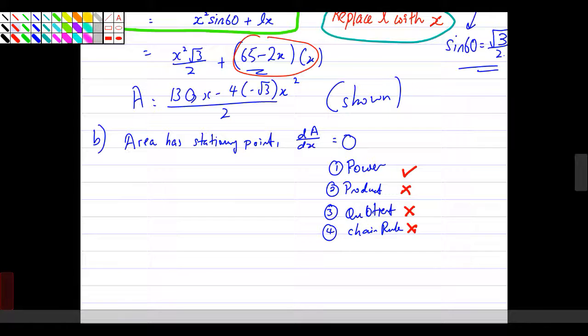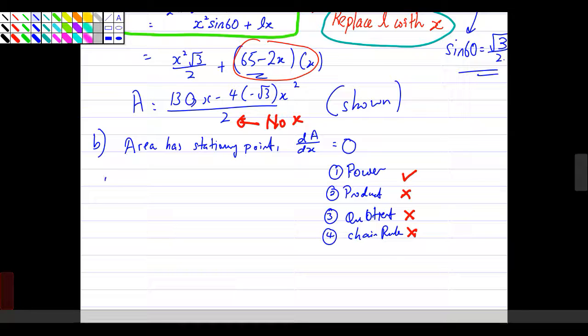Now it looks like quotient, but is there x here? There's no x there. Where is the quotient? There is no quotient. There is no product as well, because this thing is just something minus something. So splitting of fraction is correct. So how do I split the fraction?